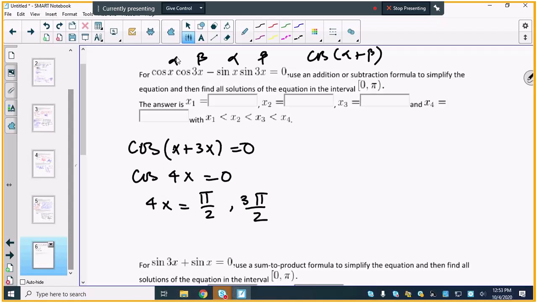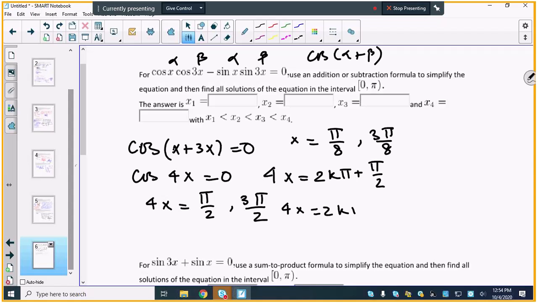So then solve for x. So I get x equal to pi over 8, 3 pi over 8. But then remember, I needed 4 solutions. So what you should do, you should write these two solutions in the general format first. So for example, the general solution is, because the period of cosine is 2 pi, 4x is equal to 2k pi plus pi over 2, or is equal to 2k pi plus 3 pi over 2. Then divide both sides by 4.